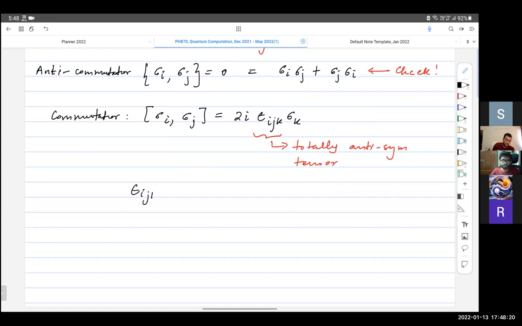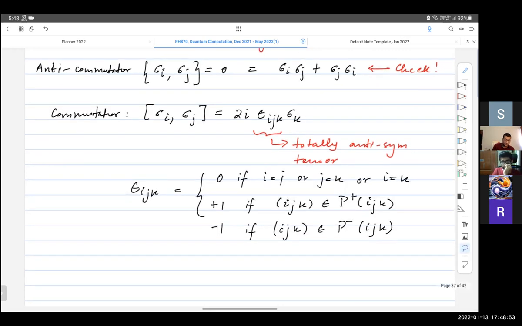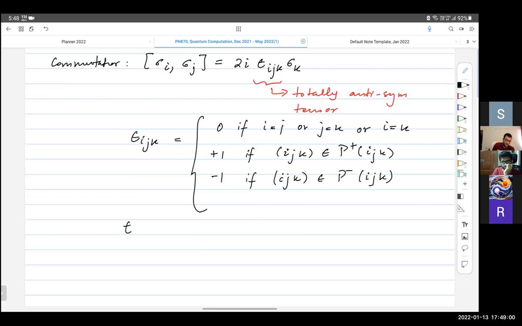So epsilon ijk is equal to zero if i is equal to j, or j is equal to k, or i is equal to k. It's equal to plus one if ijk is an even permutation of these three elements, and it's equal to minus one if ijk is an odd permutation of these three elements. So in other words, if I have something like epsilon 1, 2, what's the first condition? Zero if any of the indices are equal to each other.